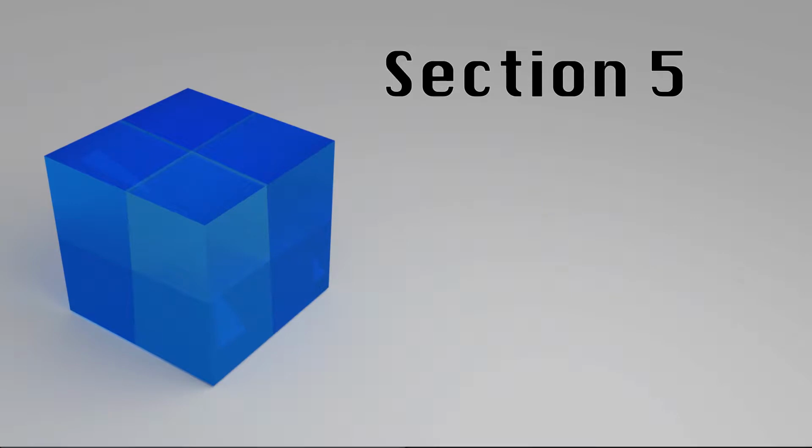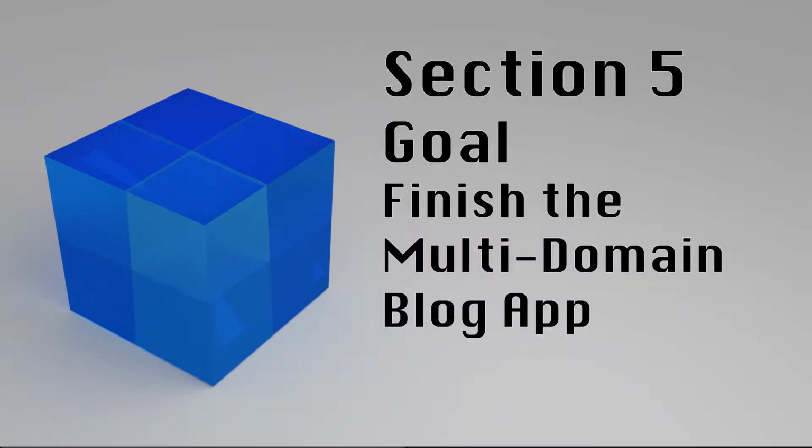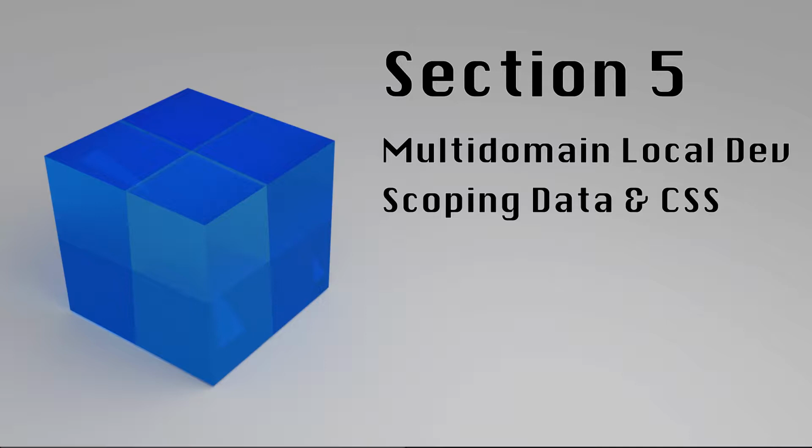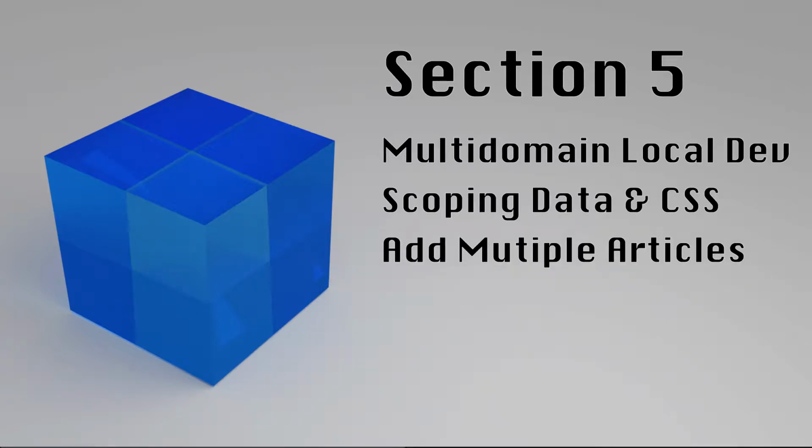In this section, we're going to begin the final build of our multi-domain blog application. First, we'll set up our local development environment to work with multiple domains. Then we'll scope our data and CSS on a per domain basis. We'll build out the content of our blog and add SSL to the workflow.